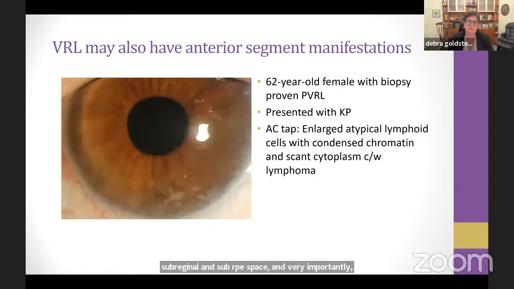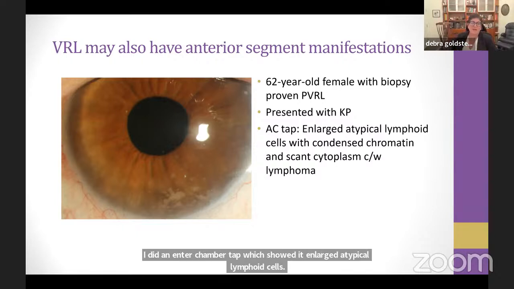I'm going to end with the concept that I didn't learn when I was a resident and fellow, but have seen dramatically over the years, that we can get very significant anterior segment involvement in patients with vitreoretinal lymphoma. So this is a 62-year-old patient with biopsy-proven vitreoretinal lymphoma, and she presents a few years later with these very large gray-white chalky keratic precipitates.